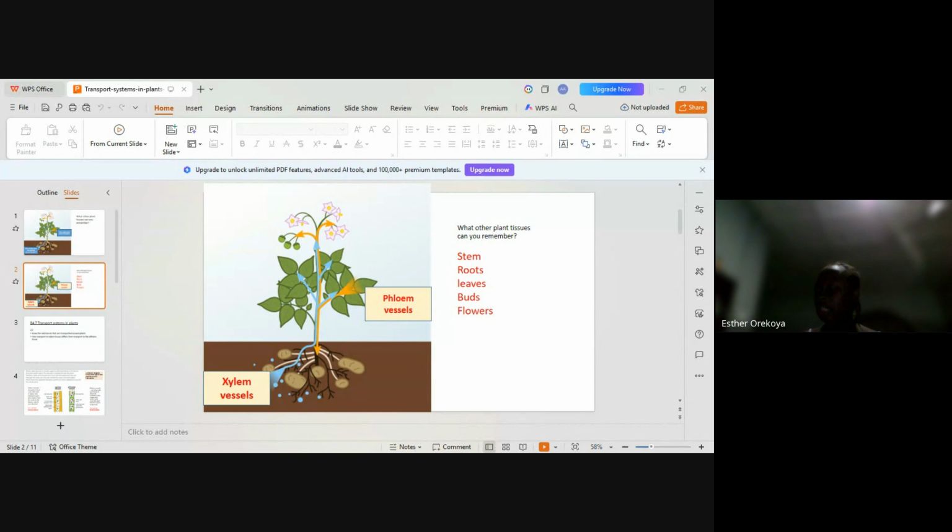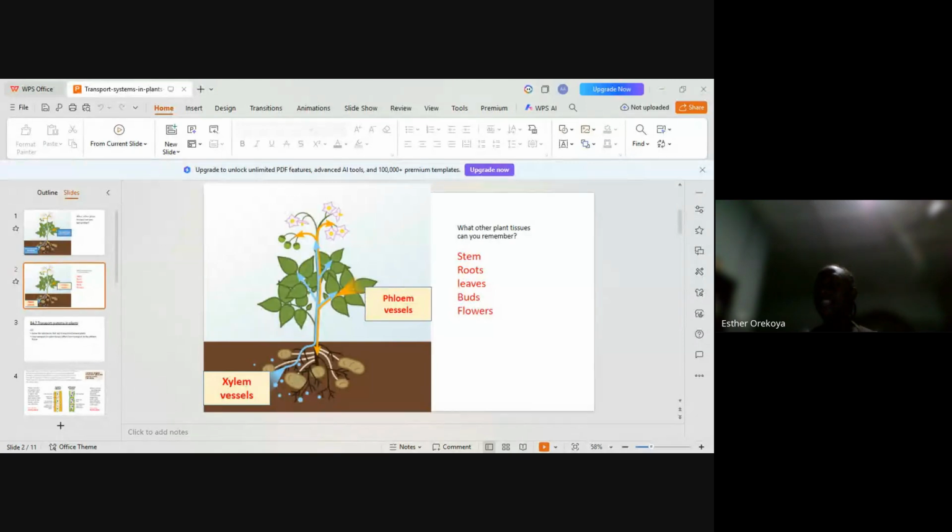Then what is the importance of the transport system in human beings, in animals and plants? One, water absorbed through the roots is transported to the leaves via the xylem to perform photosynthesis. This is for plants. I'm talking about the importance of the transport system for plants. And for animals, it is responsible for removal of waste products. It's responsible for facilitating exchange of materials between cells. It's responsible for supply of materials to cells and tissues.